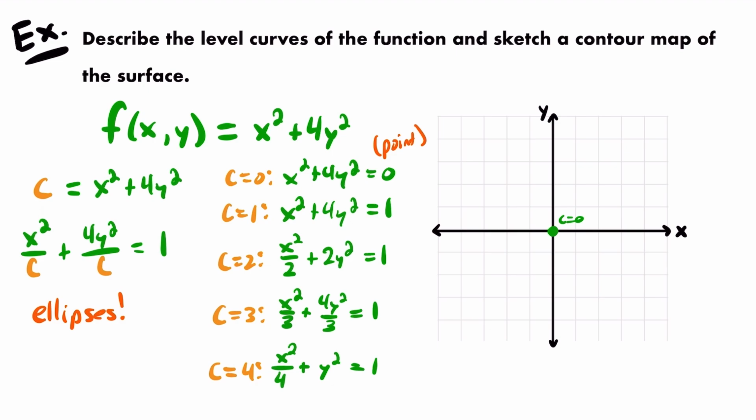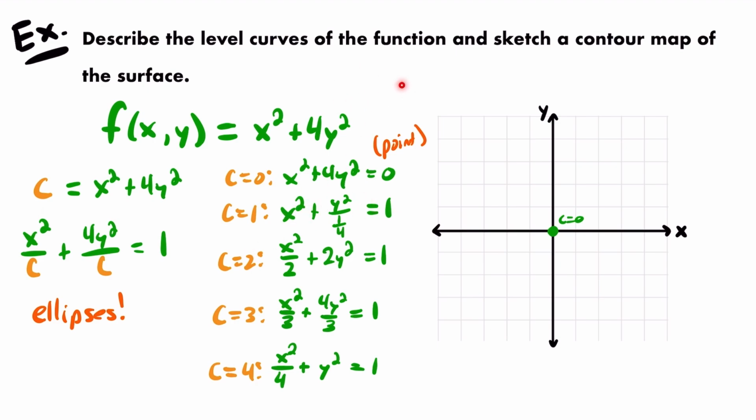4y squared would be the same as y squared divided by 1/4. So you could rewrite this as y squared divided by 1/4, and that would be the same thing, because dividing by a fraction is the same as multiplying by its reciprocal, and the reciprocal of 1/4 is 4, so 4y squared is the same as y squared divided by 1/4. And so now the denominators of the x squared and y squared terms are 1 and 1/4. So take the square root of those values, and you'll get the x and y intercepts for that ellipse.